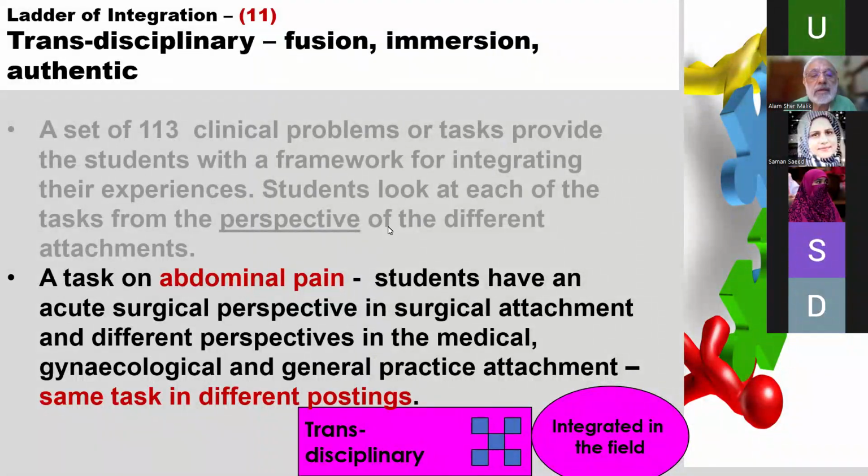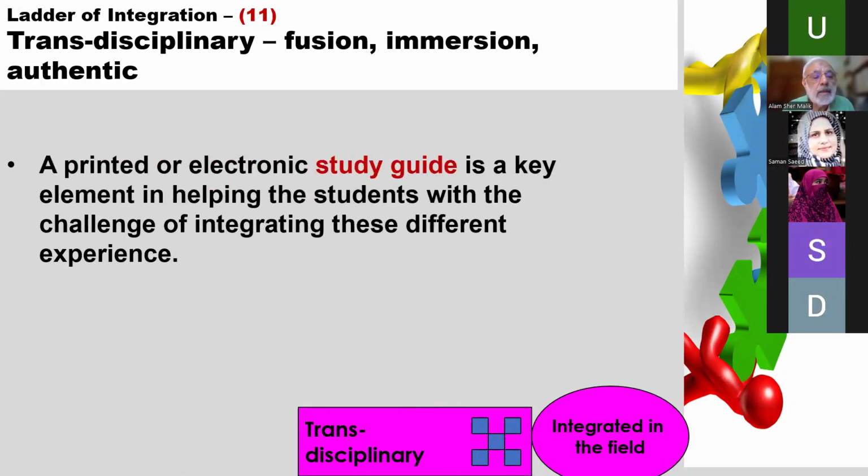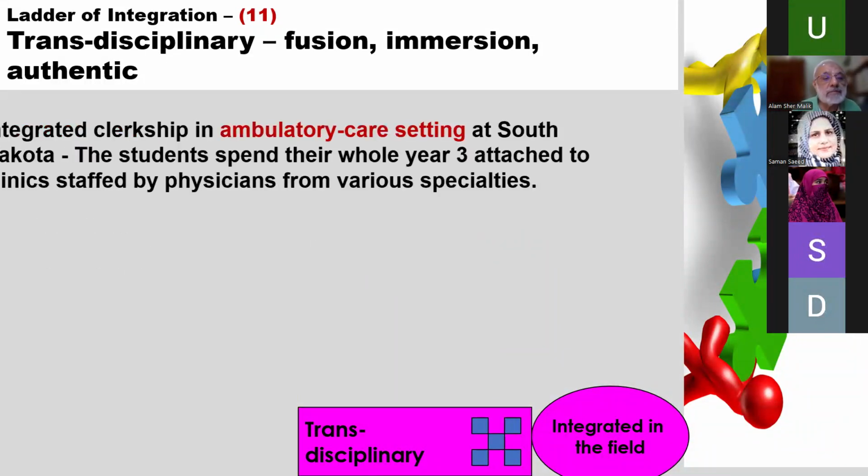By the way, this is being done in some schools. One of them is Dundee. The printed or electronic study guide is a key element helping the students with the challenge of integrating these different experiences. So students are really helped and guided on how to go through these exercises. So its major component is managed by the students themselves.